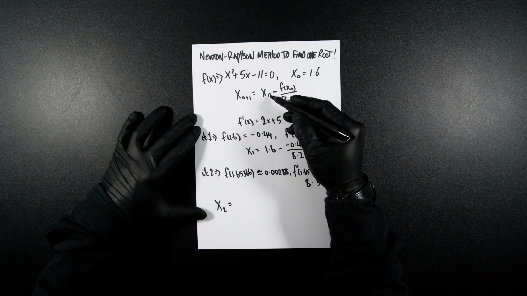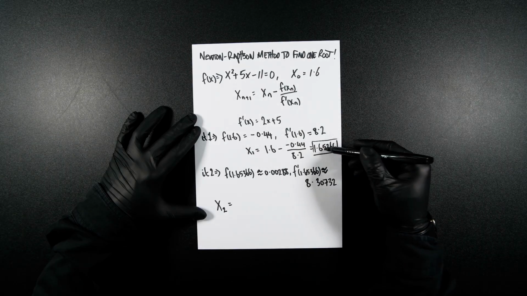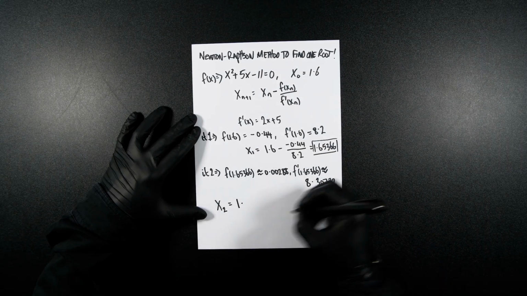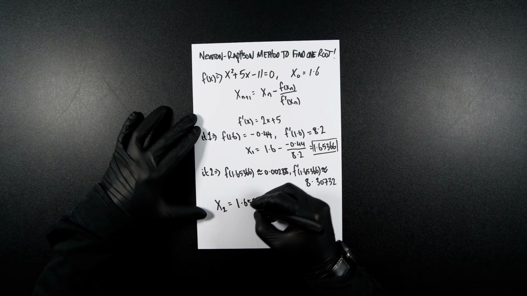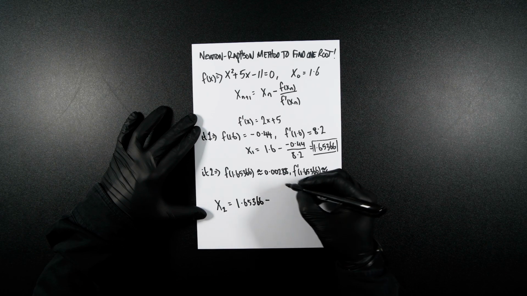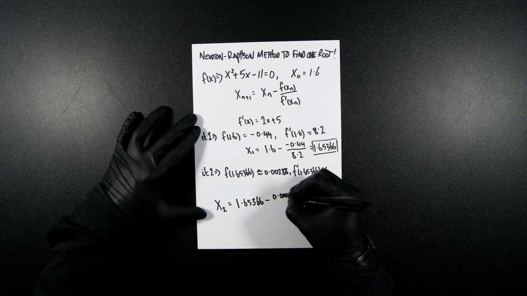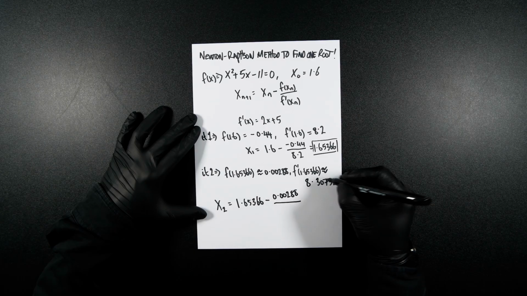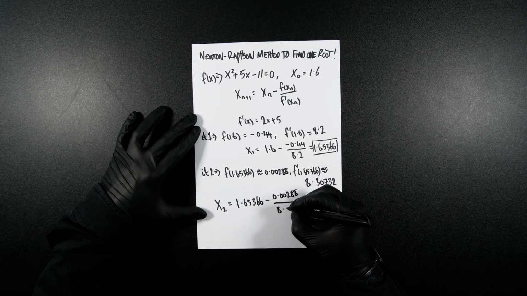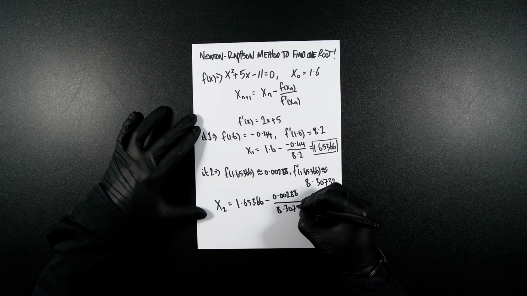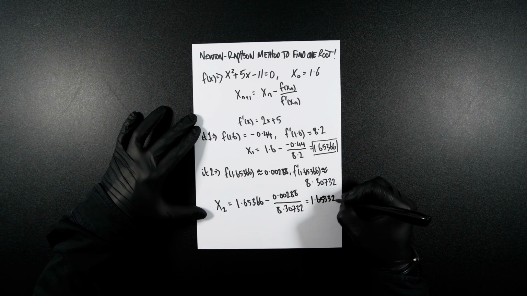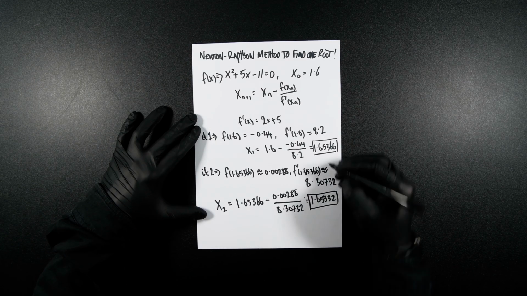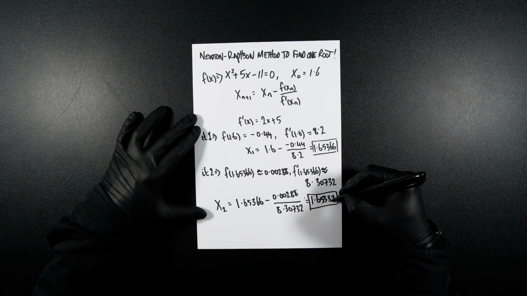So we take our x_n value, which is not this now, it is this. That's what we plugged into each of the functions. 1.65366 minus this, which is 0.00288, divided by this, which is 8.30732, which is equal to 1.65332. You can see that it's getting closer towards this number to however many decimal places.